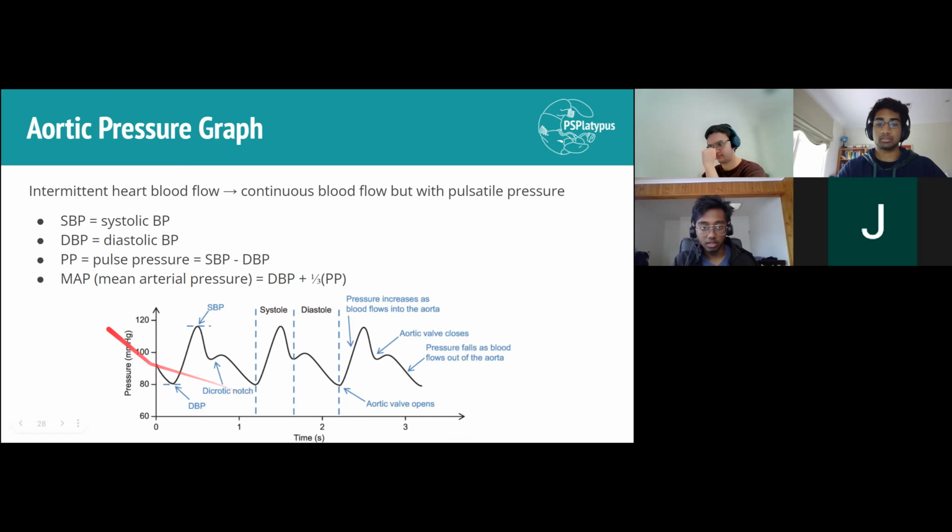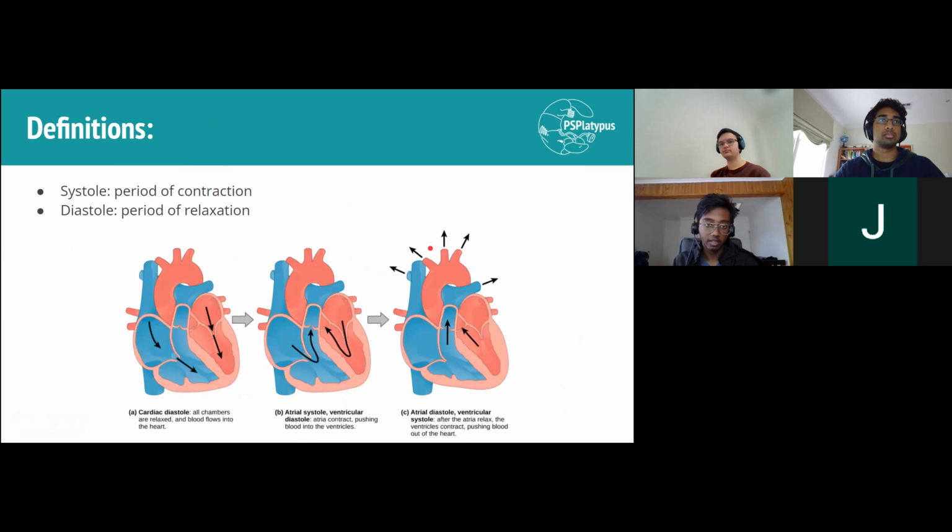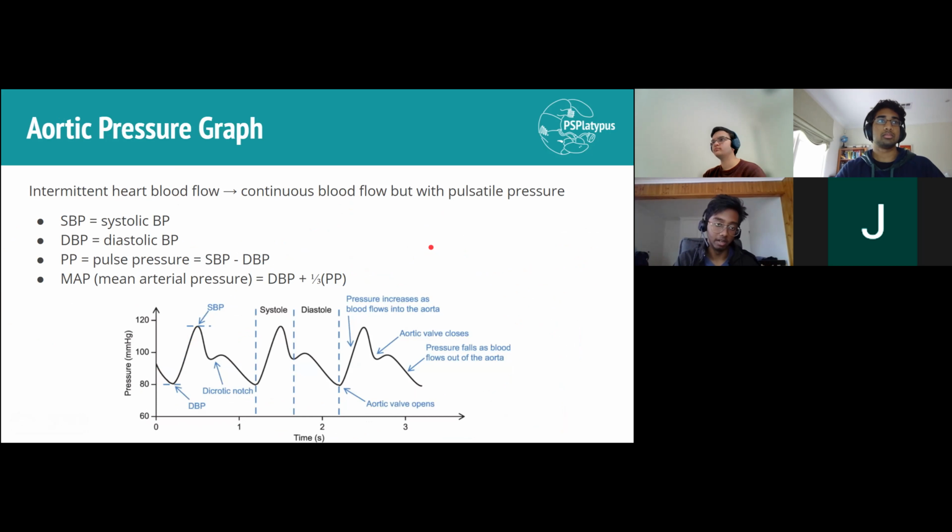So this is the aortic blood pressure graph. On this graph, we can identify some key landmarks that we think about when we talk about blood pressure. At the peak of every cycle that the blood pressure goes through is your systolic blood pressure. That makes sense, right? In ventricular contraction, in systole, when it's contracting, you have the most force pushing the blood out. It makes sense for the systolic blood pressure to be the highest.